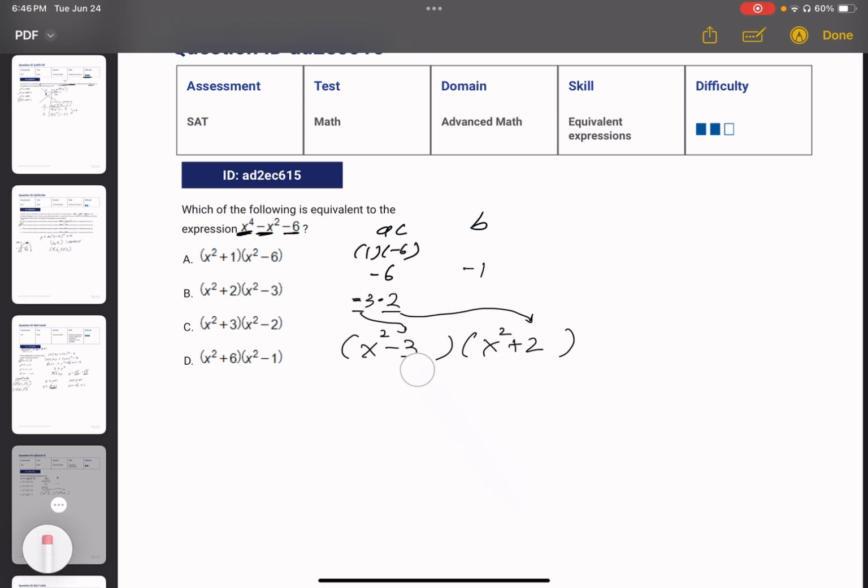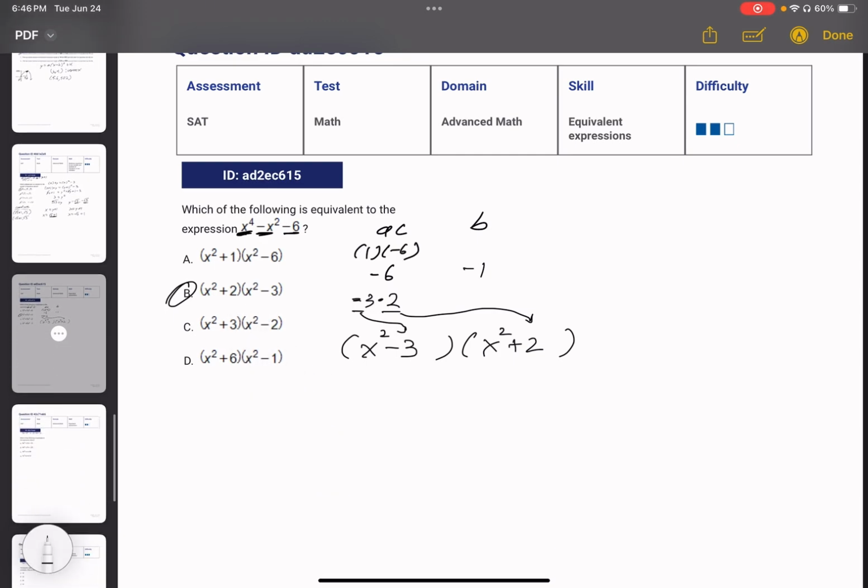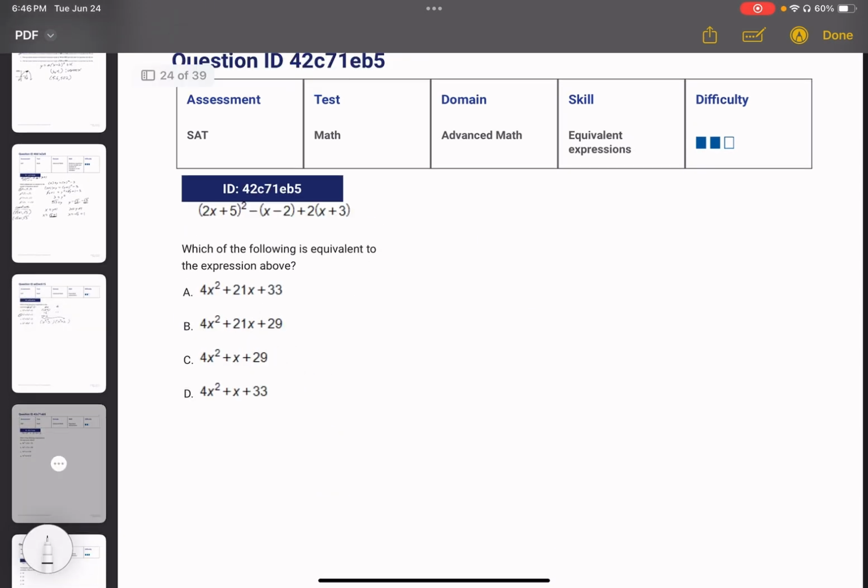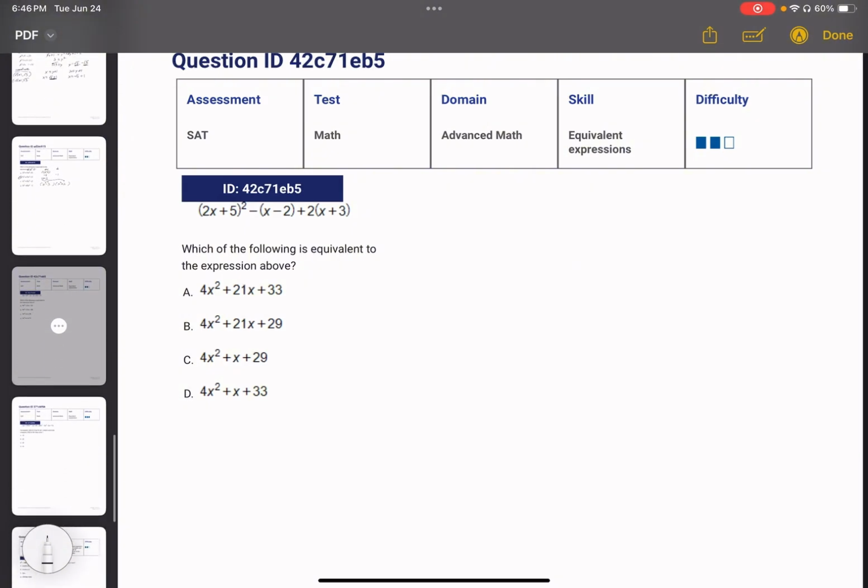So looking at this, our factored expression, we can see that B is going to be the exact same. These are just flip-flopped. Okay. Looking at our next problem, 2x plus 5 squared minus x minus 2 plus 2 times x plus 2. Which of the following is equivalent to the expression above?